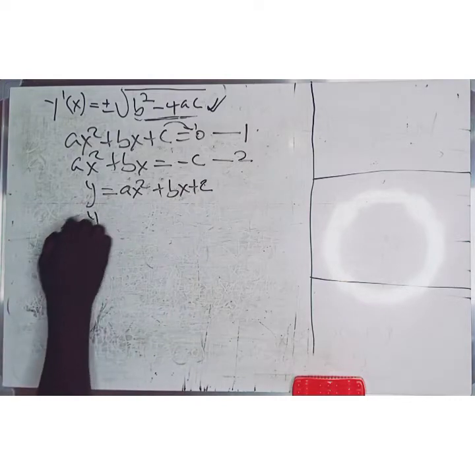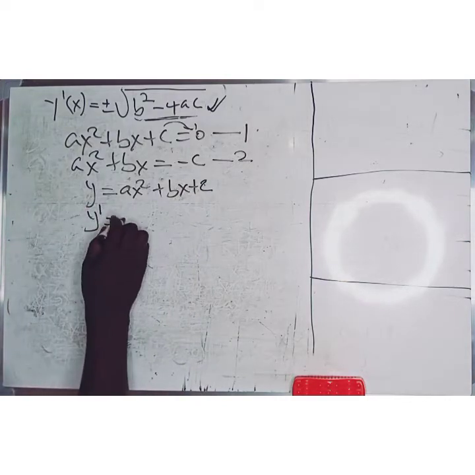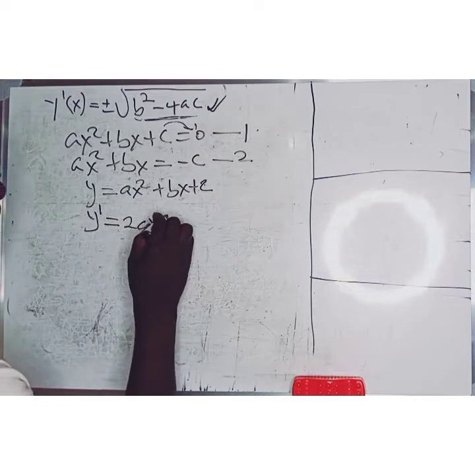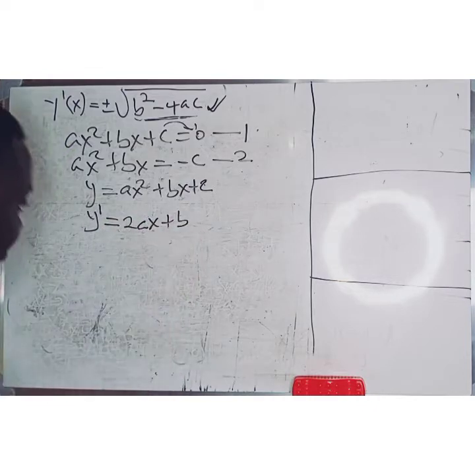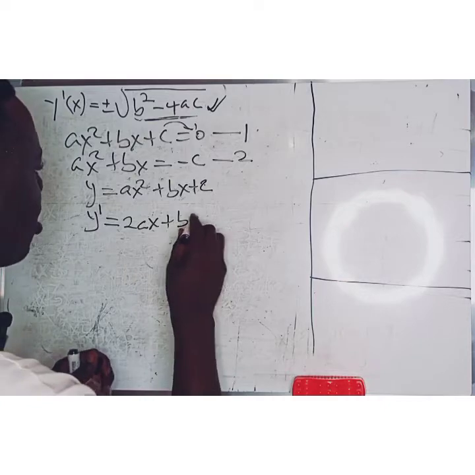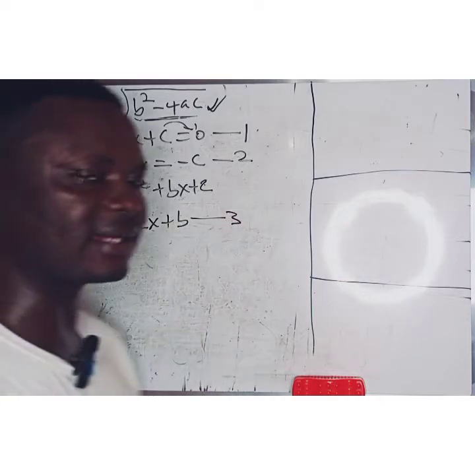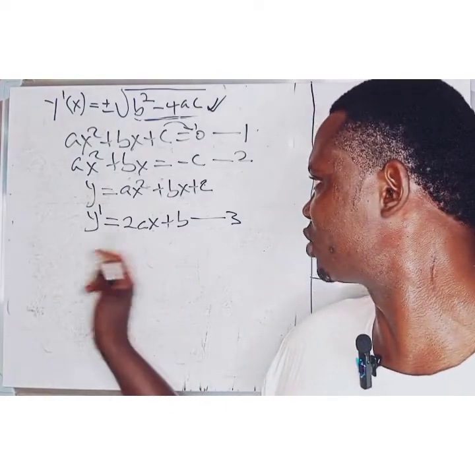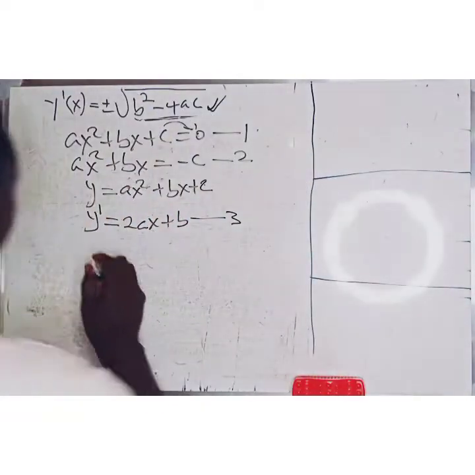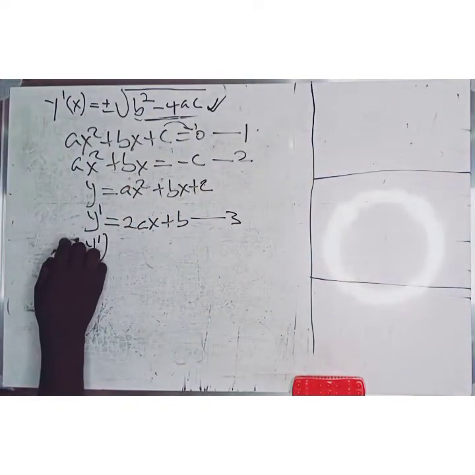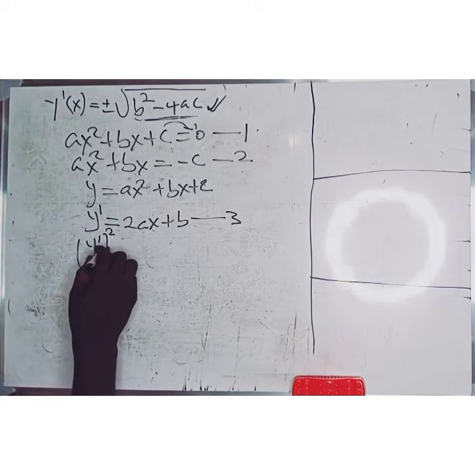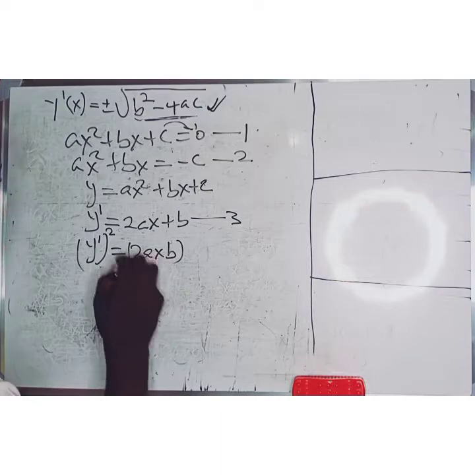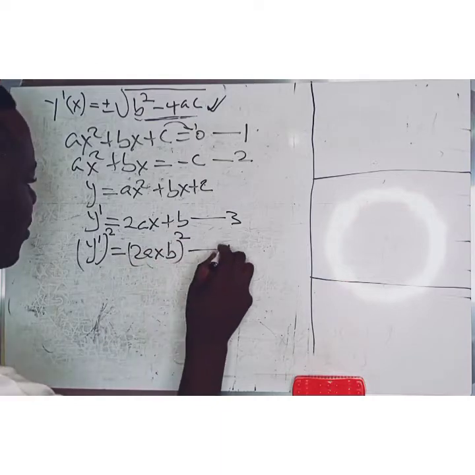such that if I take the first derivative, I will have y prime of x equals 2ax plus b. Now call this equation 3. The next thing you have to do is to square both sides of equation 3. When you square both sides, you have y prime of x all squared equals 2ax plus b all squared. Equation 4.